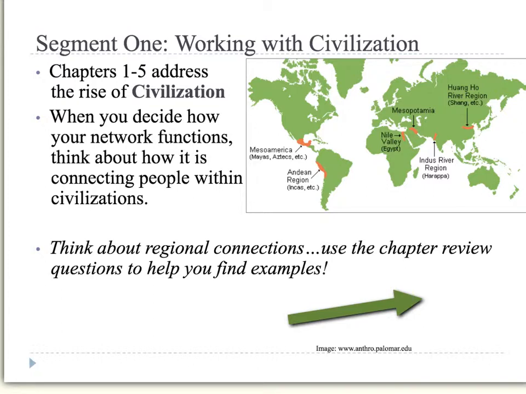Chapters 1 through 5 have followed the rise of civilizations. When thinking about the network you have selected, tell me how it is connecting people within the civilizations, and perhaps between civilizations. For example, we know that Mesopotamia was trading with Egypt and the Indus Valley civilizations. However, work to show the origins of your network. Be sure to rely on your chapter review questions for help finding examples.